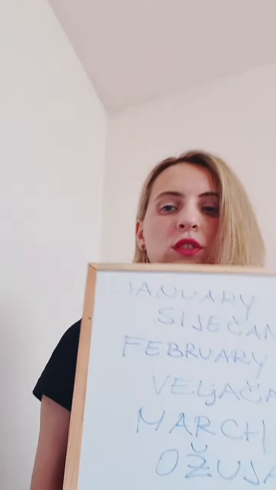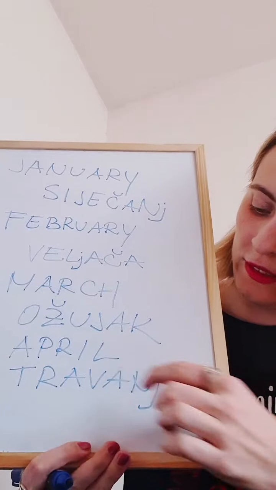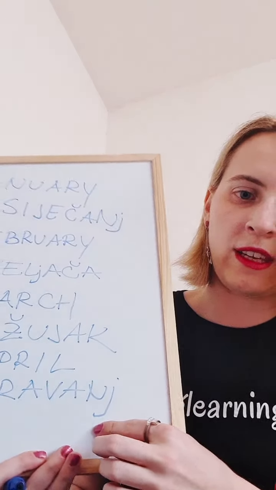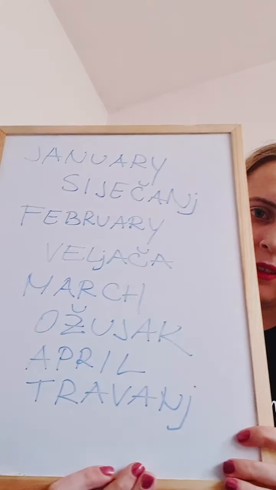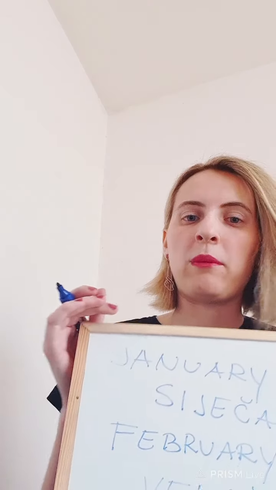Okay, so April is travanj. And last time I actually taught you what trava means, right? It is grass. And travanj is trava, and the last letters are nj. So travanj is April. April, travanj. And it is kind of because you start to cut the grass and stuff like that, so it is time to prepare the grass. So travanj, trava, travanj, that is a connection to remember this month.